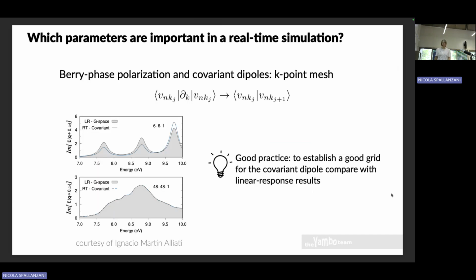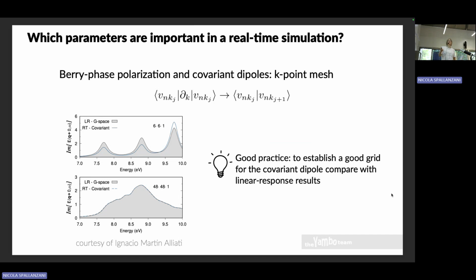So let's see some details in the calculation. First of all, for the Berry phase polarization, you need a dense k-point mesh. Here are some calculations on a 6 by 6 by 1. In gray, you have the linear response. This is just linear response. And then you can just do it with the delta kick in real time, and you see that you don't get the same results. And you say, wow, what's going on?